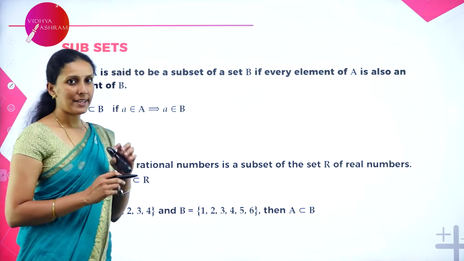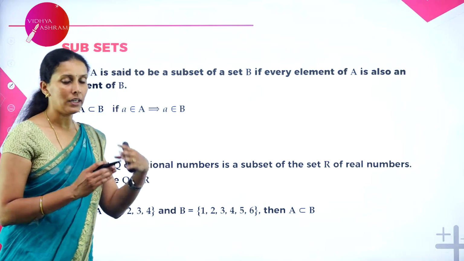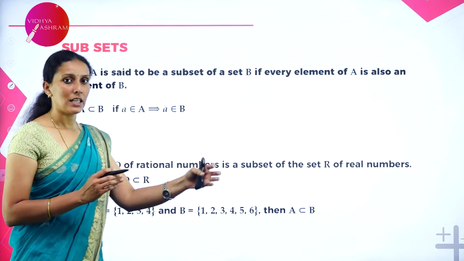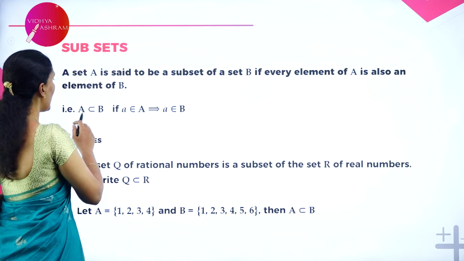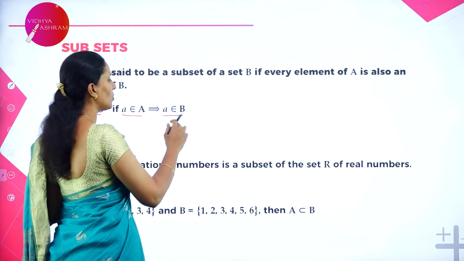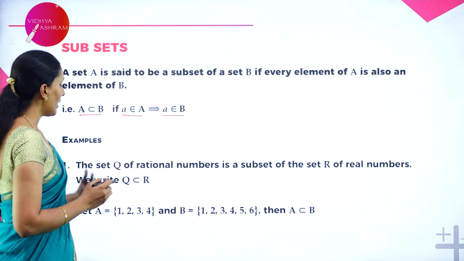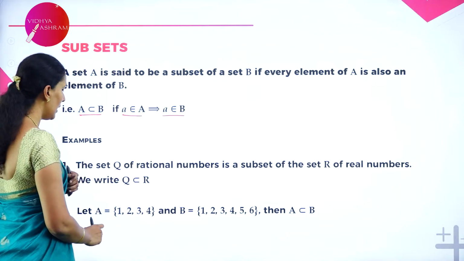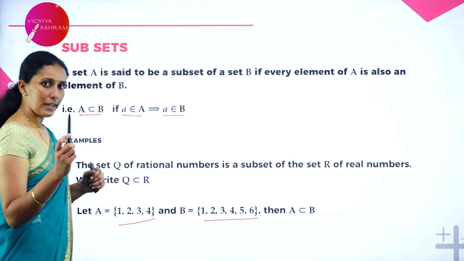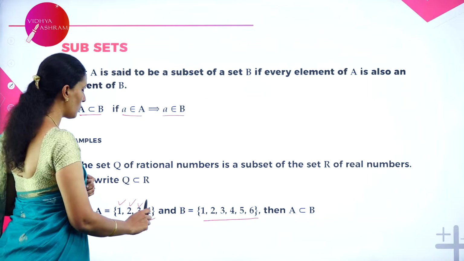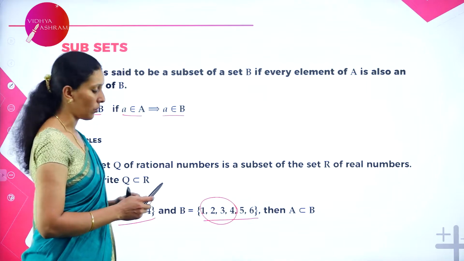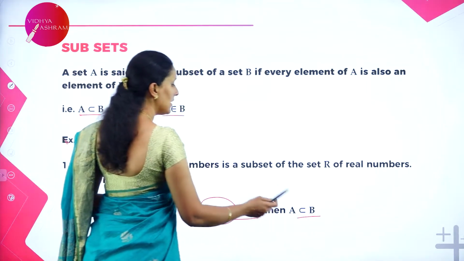So subset, when I say one set is the subset of other, it is possible only when all the elements of the set A is in the set B. Suppose I say A is a subset of B. If any element a belongs to A, that means a should belong to B also. Here I have taken an example. Let A is equal to {1, 2, 3, 4}, B is equal to {1, 2, 3, 4, 5, 6}. Clearly you can see the elements of A, that is 1, 2, 3, 4, are contained in B also. They are the elements of B also. That is why we say here A is a subset of B.